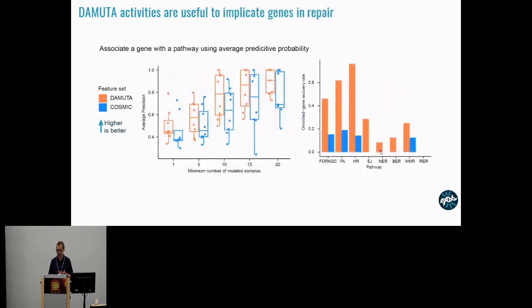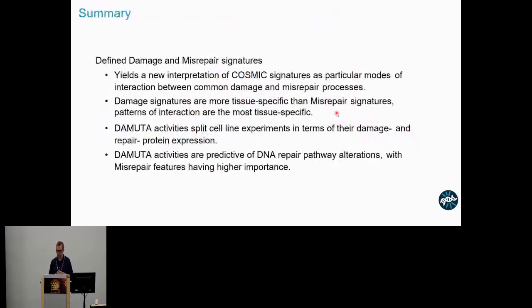And so, what you would obviously want to do then is to do the leave one out cross validation. Let's pretend we don't know a gene in the misrepair pathway. Can we recover it? Now, one thing I should say is there's not a lot of genes in a lot of these pathways. So this is actually a hard classification task, but the features derived from Demuda are much better at this task than features that you derive from cosmic signatures.